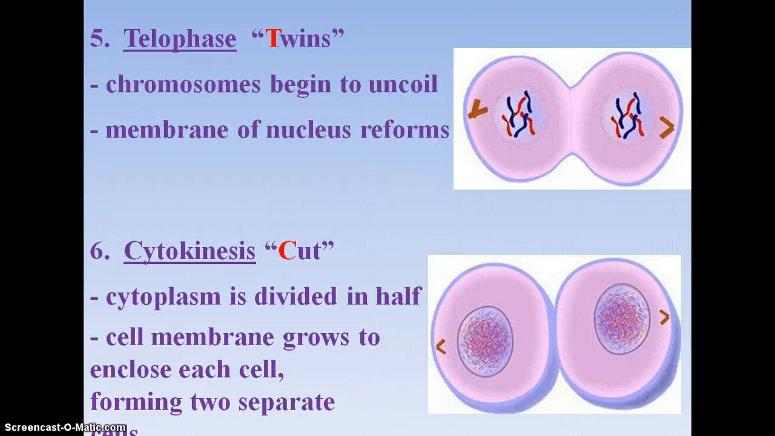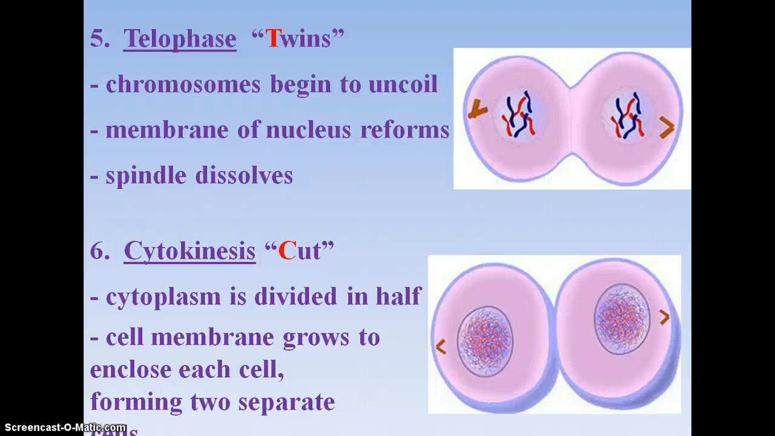And telophase and cytokinesis a lot of the times happen simultaneously. Telophase, we start to see that there's two cells forming. The chromosomes are going to start unwinding. The nuclear membrane is going to reform again. And in cytokinesis, they're officially cut in half. Okay, so we started with one cell, and now we have two separate cells.